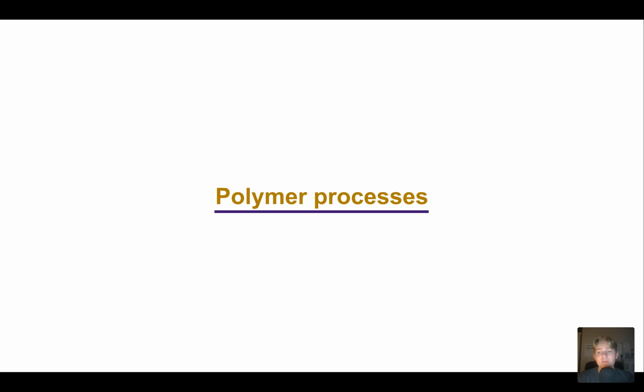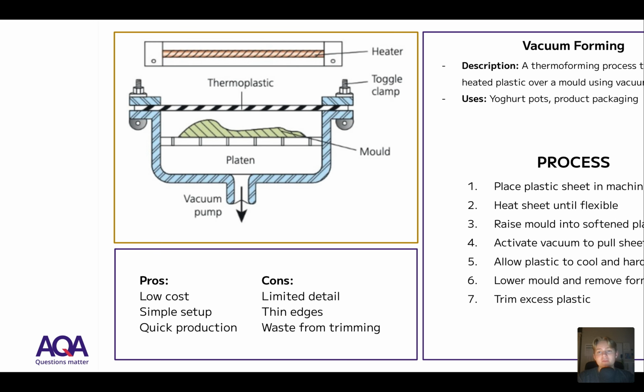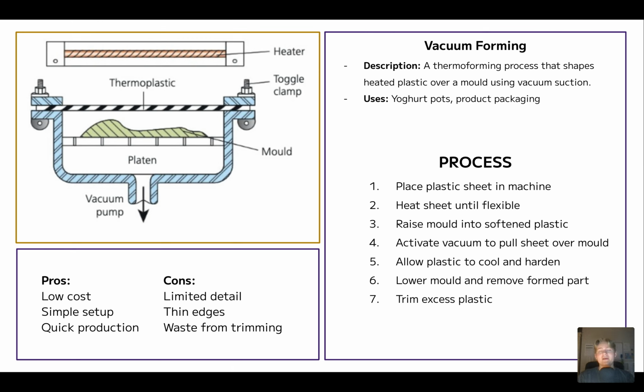Now we're going to look at polymer processes. The first polymer process is vacuum forming, which can best be described as a thermoforming process that shapes heated plastic over a mold using vacuum suction. That's very important there, vacuum suction. Obviously, it's in the name, but people get thermoforming and vacuum forming confused. So just remember, vacuum forming is when you have that vacuum, and that's what's pulling it over that mold.